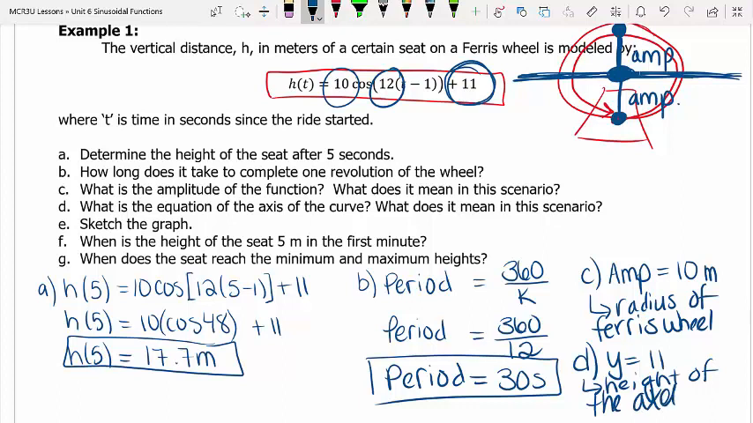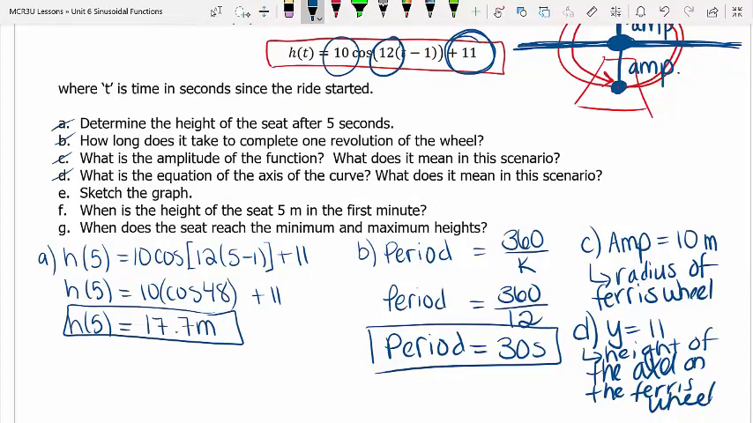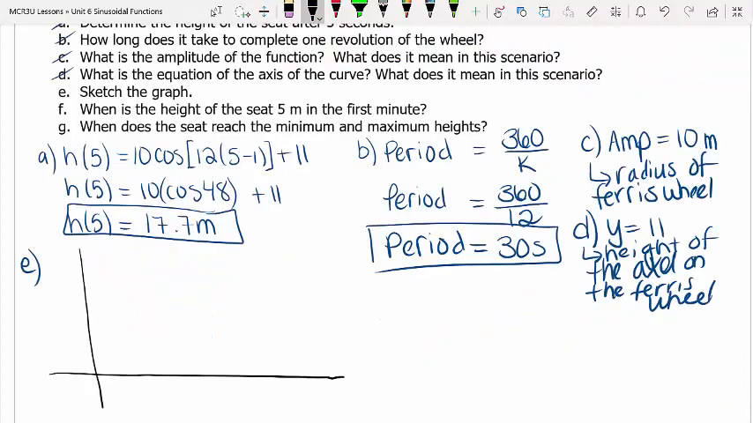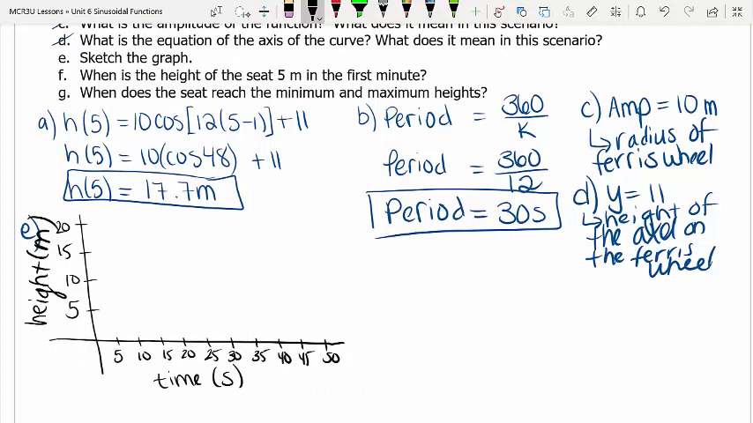Okay, part E, let's sketch the graph. Because it says sketch the graph, it doesn't need to be anything super accurate, but we still need to make sure that our key points are located on this sketch. So obviously my x-axis is time and my y-axis is height. Because our graph is modeling the height of a seat over time, we know that that seat is going to start at a height of 0, because to get onto the seat, it needs to be at ground level. So we know our first point is right there.